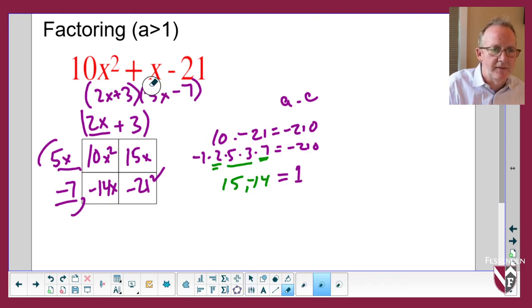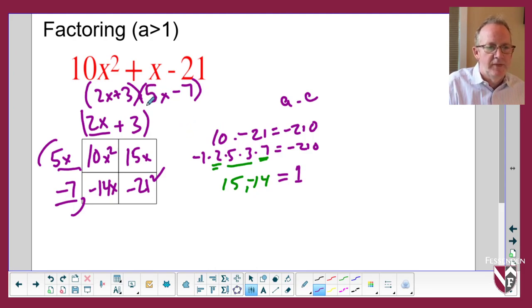Let's do it again. And can we FOIL it just to double check? Does this give us our 10x squared? Does the 3 and the negative 7 give our negative 21? Does the 3 and 5x give 15x minus 14x? And you should say, yes, it does. That's the factored form. These two things are equivalent. Let's do one last example.